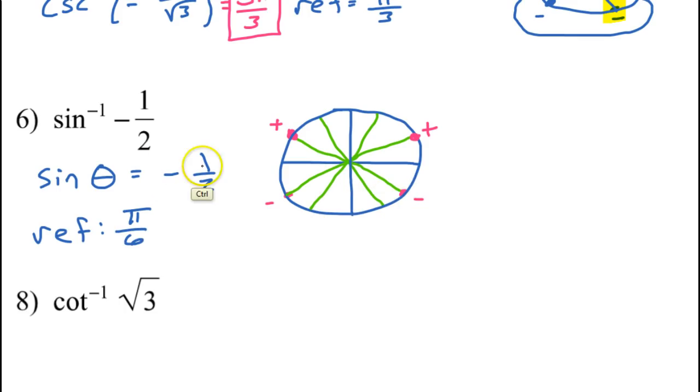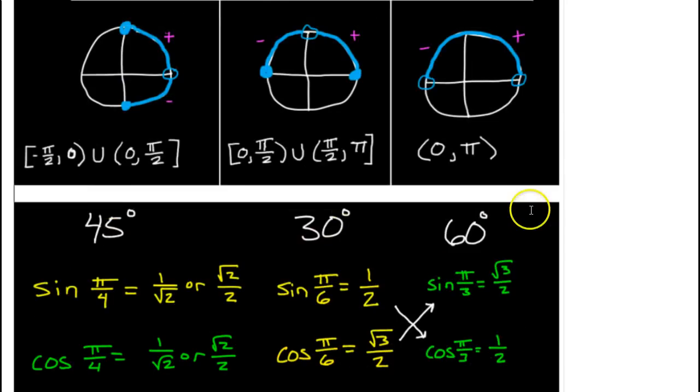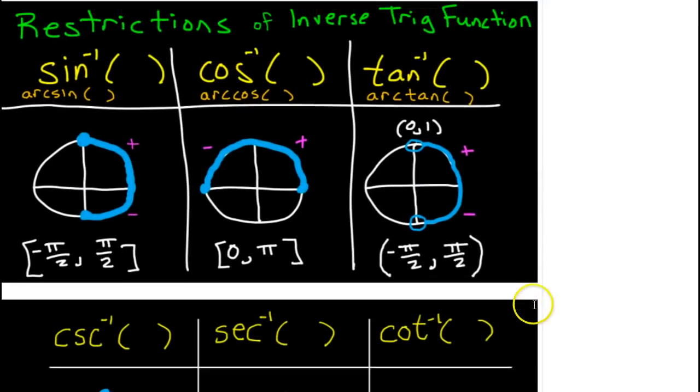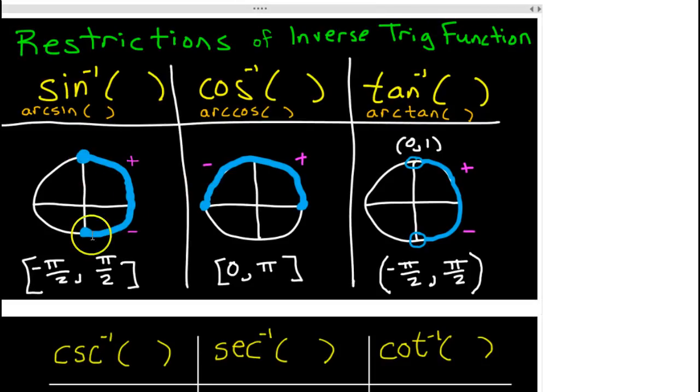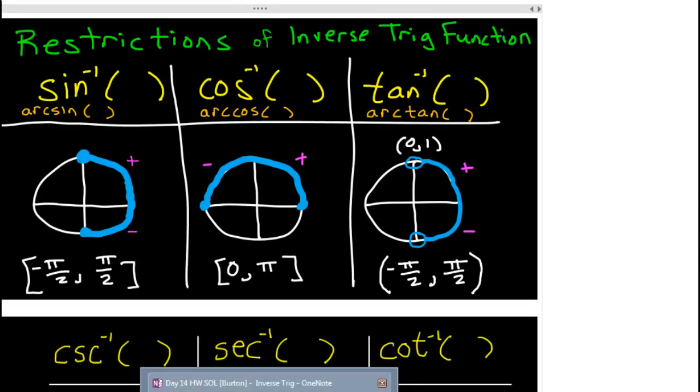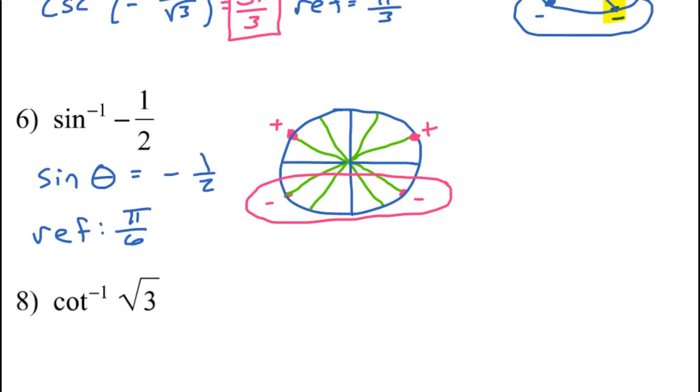So we want a negative 1/2 answer. We want a negative answer. So that means it's going to be one of these two. All right, so the only question is which one is it? And that depends on the restrictions. Inverse sine is only defined on the right-hand side of the circle. So that means I'm going to choose this one.